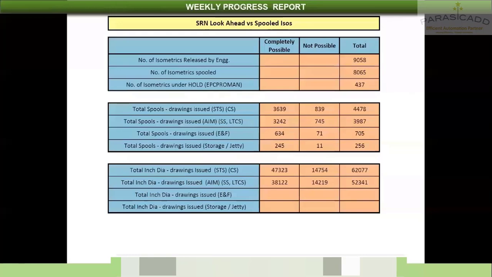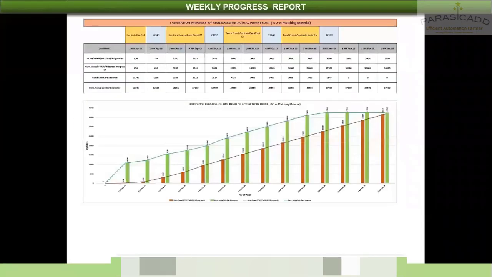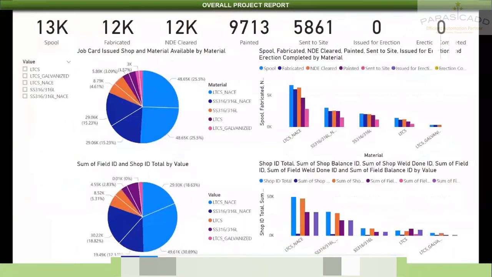And then we can generate weekly or monthly progress reports in a specified template, sequencing everything in graphical form also. Now output in form of pie chart, like you can see, this detailed way of how much job card is issued with respect to material wise: LTCS, galvanized, NACE, SS NACE. Based on the different P numbers or the base material, what is the progress we have achieved at different activity: welding with respect to NDT clearance, base material wise with respect to painting in terms of inch dia, inch meter.